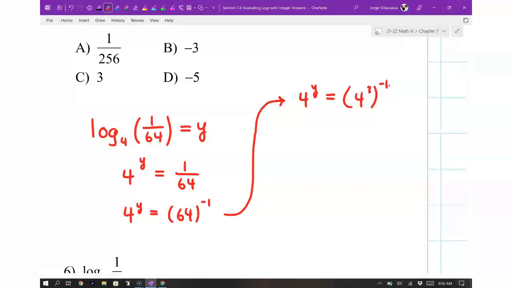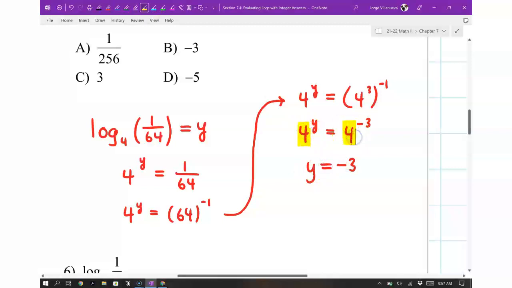Notice how my bases now match? But I'm supposed to take my powers and raise it to a power, so you multiply, right? 3 to the -1 is 3 times -1, so 4 to the y equals 4 to the -3. And what did we learn, guys? If the bases are the same, what do I do with the powers? They equal each other, right? Y equals -3. Since this base and that base are the same, then that means your powers must be the same. So y equals -3, so you can see your answer is right there.